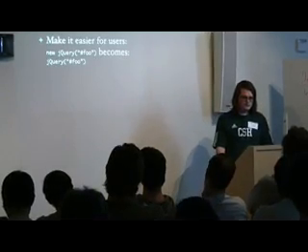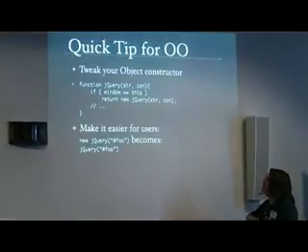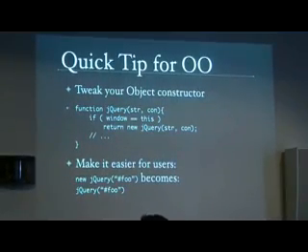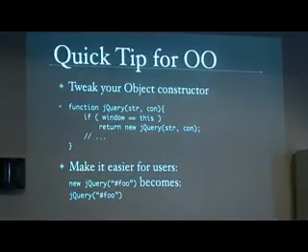Another tip that I like is tweaking your object constructor. I use this one in jQuery. jQuery itself is an object, and you can instantiate it. But if you throw this at the top, where window is the global object, you check to see if the context is equal to the global object. That is the case when you call jQuery like this. So what that does is that instead of just trying to run jQuery like a normal function, it goes back, instantiates itself and returns that result.